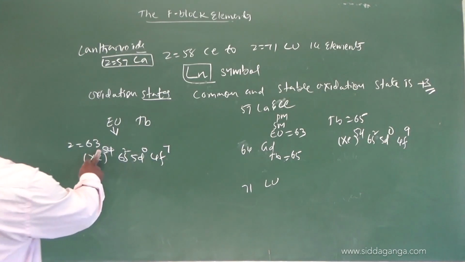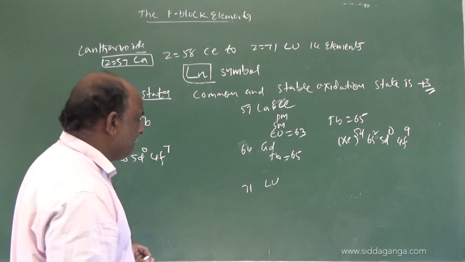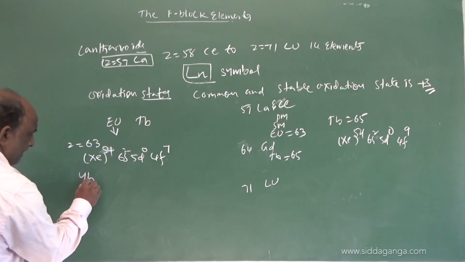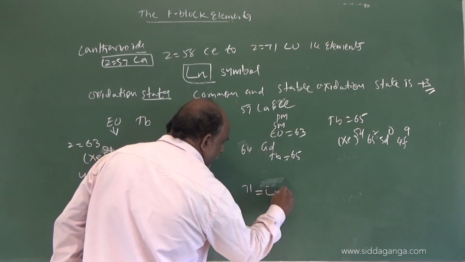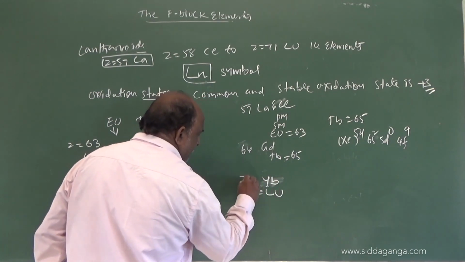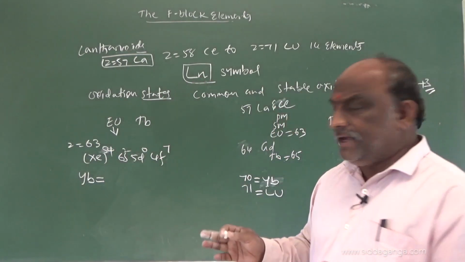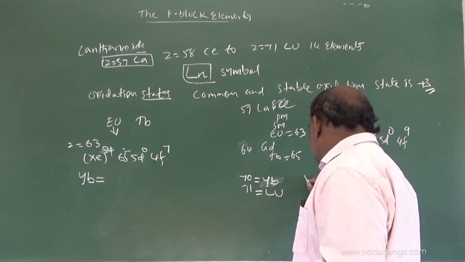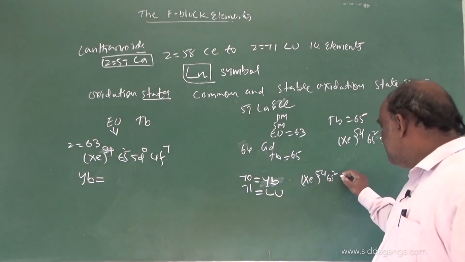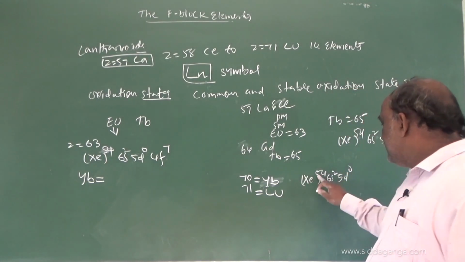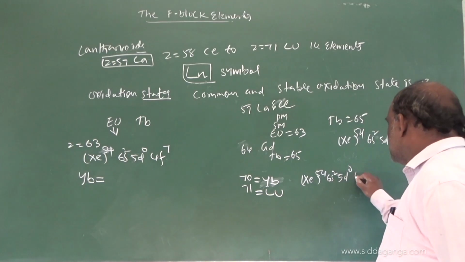So here europium, terbium, and one more element also there, that is Yb. Yb is called ytterbium. This is lutetium, and Yb is Z equals 70. Ytterbium configuration also we should write: xenon 54, 6s2 and 5d0, 54 plus 2 is 56, 56 plus 16 we required, so 4f14.